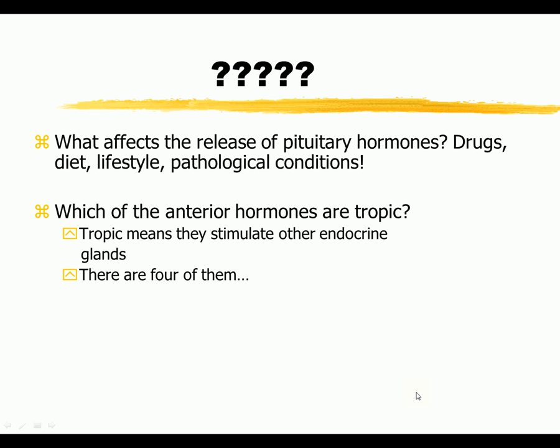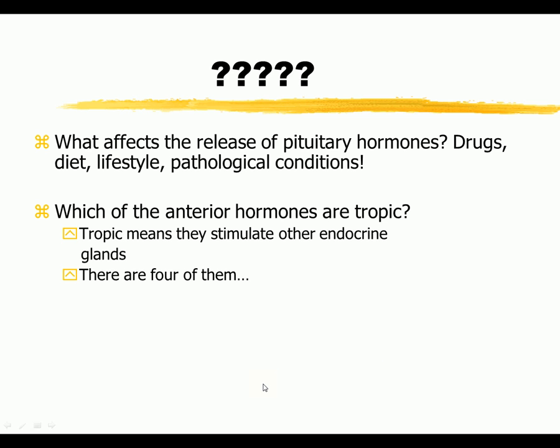So what affects the release of pituitary hormones? Well, lots of things do. Certain medications can. Your diet and lifestyle can. For example, we know when we're stressed out that increases cortisol levels from the adrenal glands. Pathological conditions, if something's wrong with that organ, we may have an increase or a decrease of hormones. Which of the anterior hormones were tropic? That means they stimulate other endocrine glands.